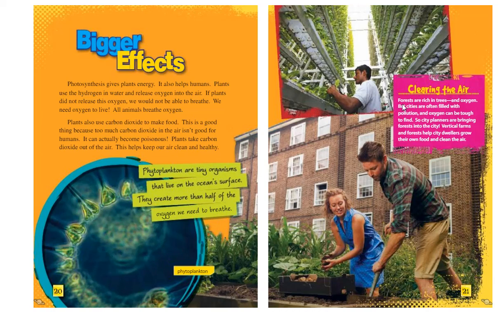Next up, clearing the air. Forests are rich in trees and oxygen, but cities are often filled with pollution, and oxygen can be tough to find. So city planners are bringing forests into the city. Vertical farms and forests help city dwellers grow their own food and clean the air. Very good that we do that.